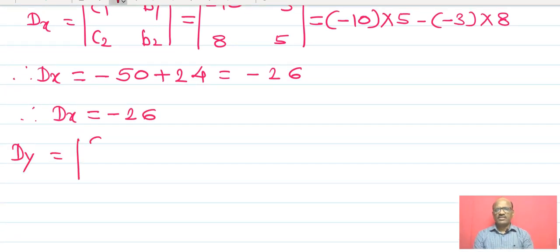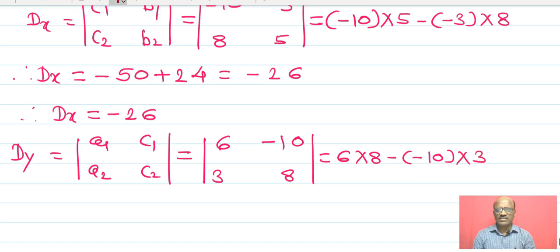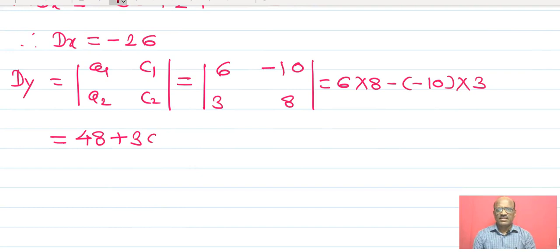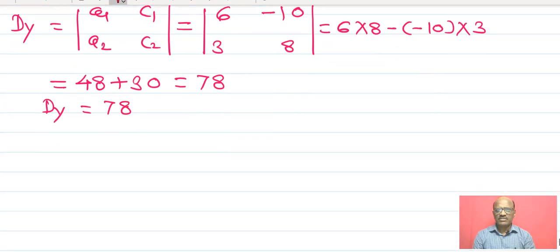Now next value, Dy, a1, c1, a2, c2. Therefore, 6 minus 10 and 3, 8. That is 6 into 8, 48. Minus in bracket, minus 10 into 3. Therefore, 48 plus 30, that is equals to 78. Therefore, Dy is equals to 78.